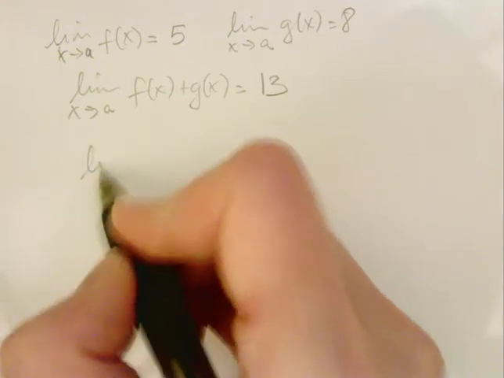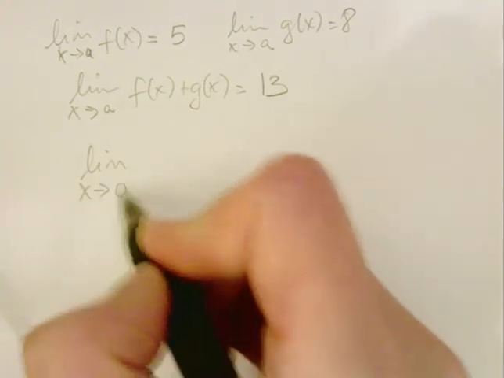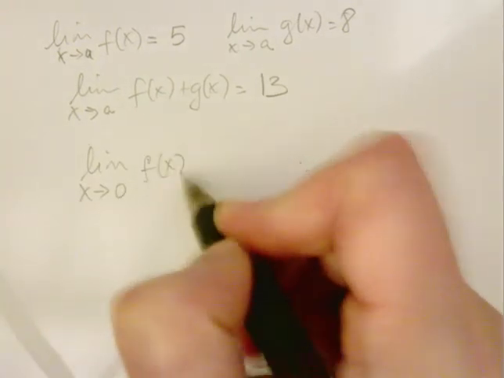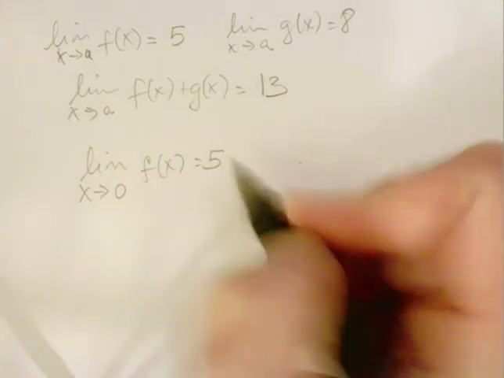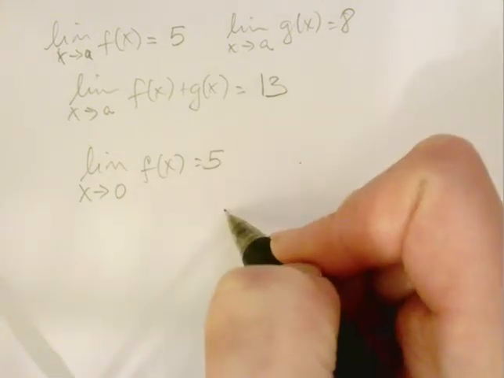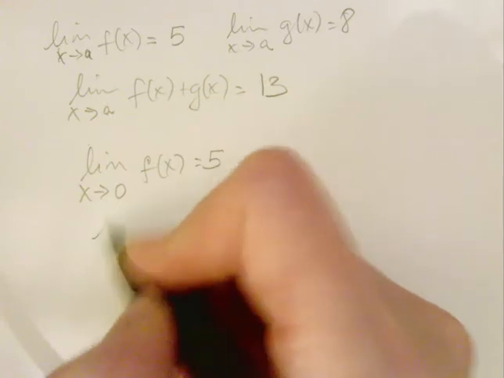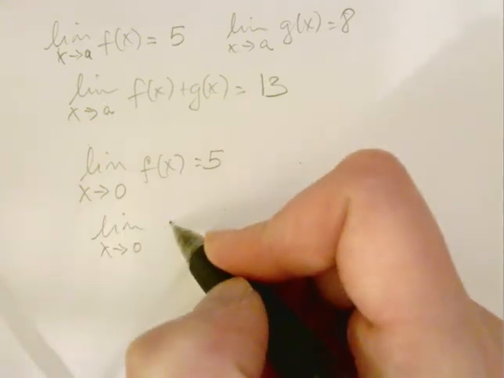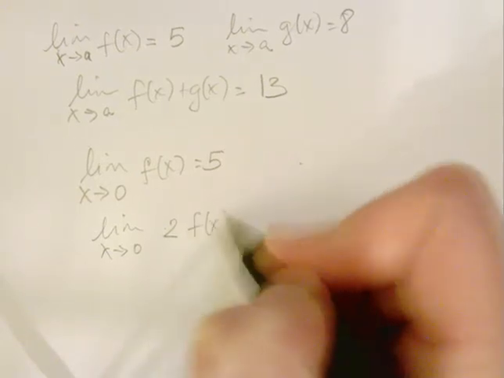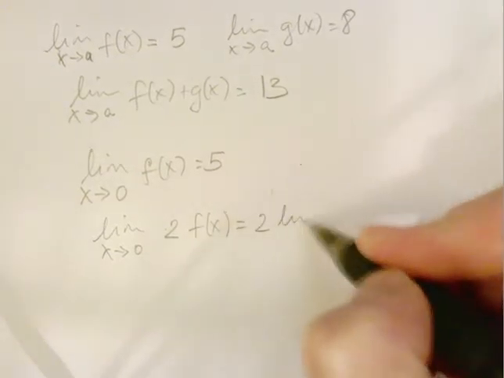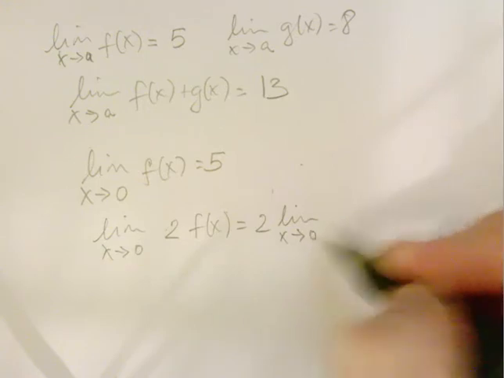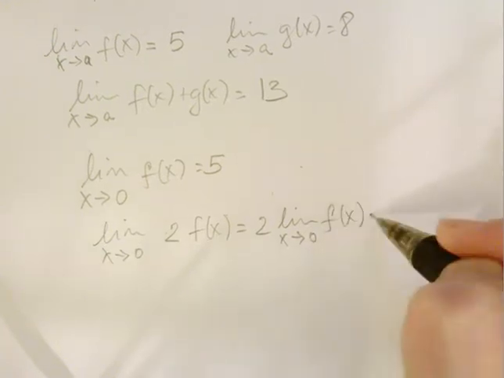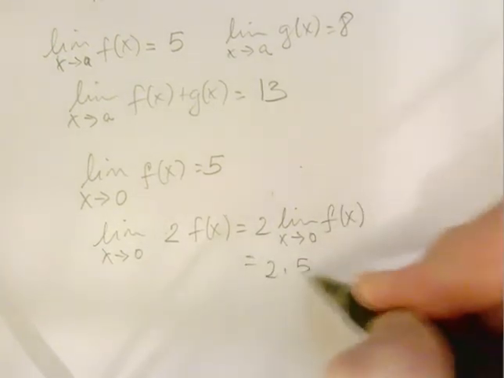Another example, let's say the limit as x approaches 0 of f of x is 5. Then the limit as x approaches 0 of 2 times f of x equals 2 times the limit as x approaches 0 of f of x equals 2 times 5.